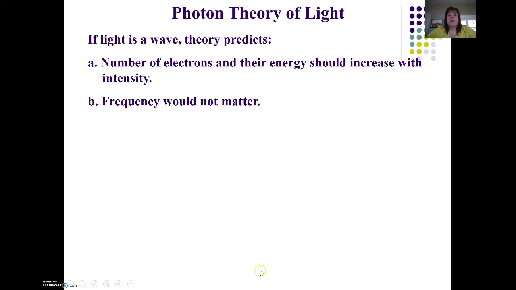How'd you do? Okay, so let's look in more detail at why the photoelectric effect demonstrates the photon theory of light. If light was a wave, then the theory would say that the number of electrons and their energy should increase as we increase the intensity of the light. As we increase the brightness of the light, we would get more electrons with more energy, right? Because intensity is power over area for a wave. And so frequency wouldn't matter.